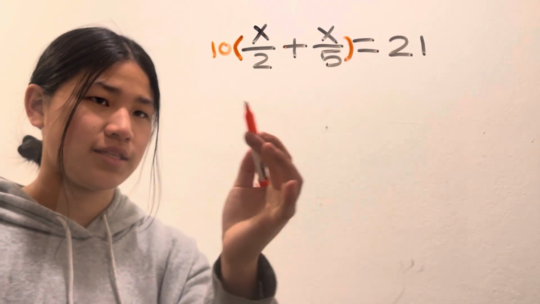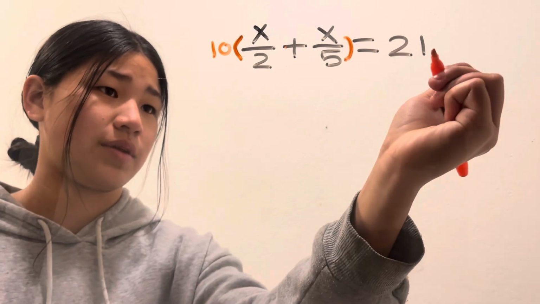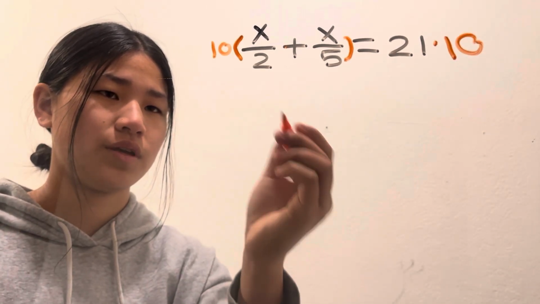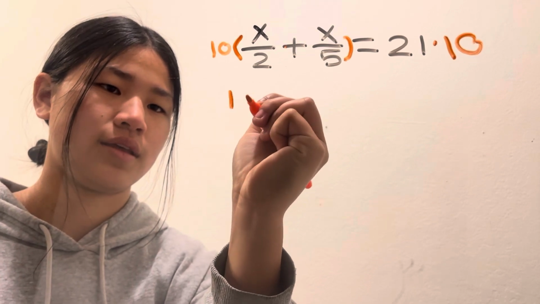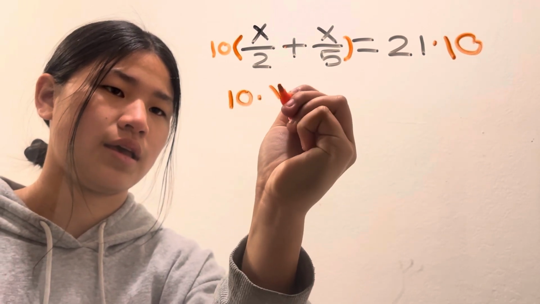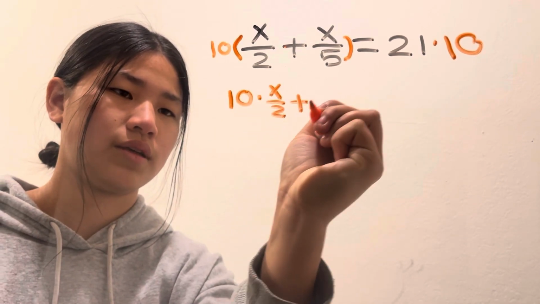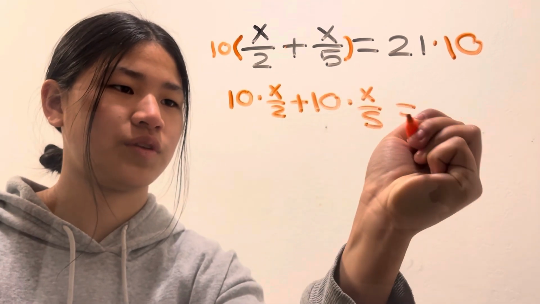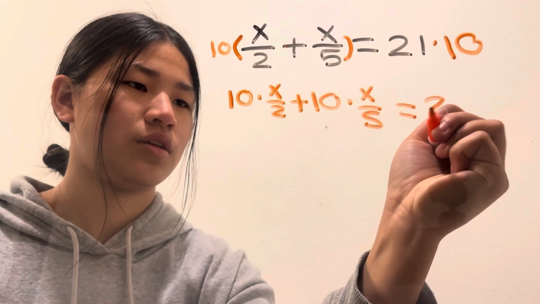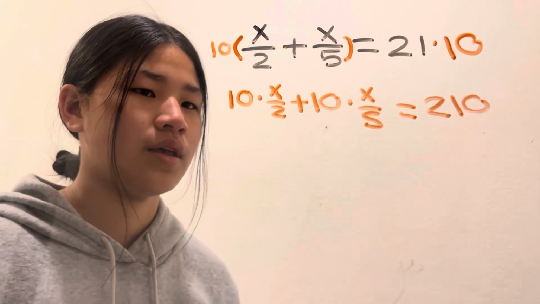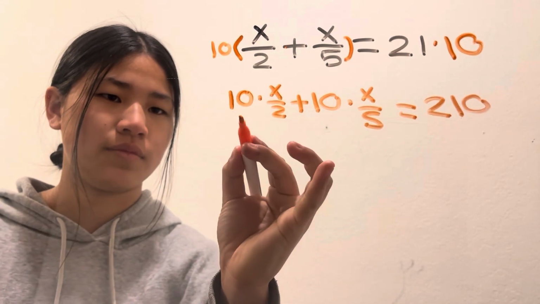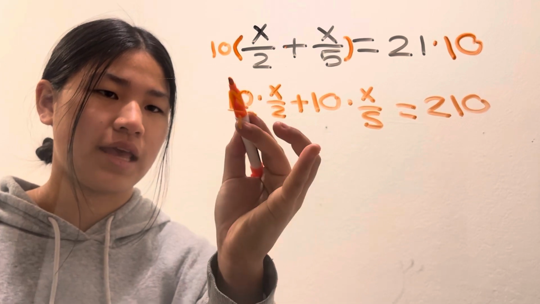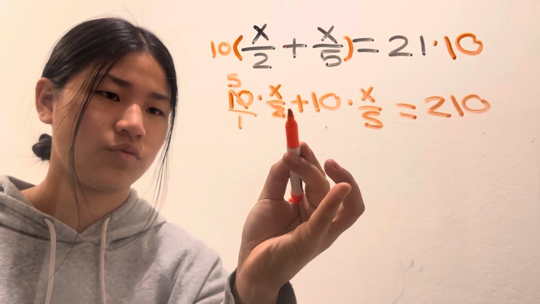If we multiply this side by 10, we have to also multiply this side by 10 because we have to make them equal. So now we can distribute the 10. 10 times x over 2 plus 10 times x over 5, which would equal 21 times 10, which is 210. Now, here's a 10. We could turn this into a fraction and simplify them. 10 would be a 5, and 2 would be a 1.